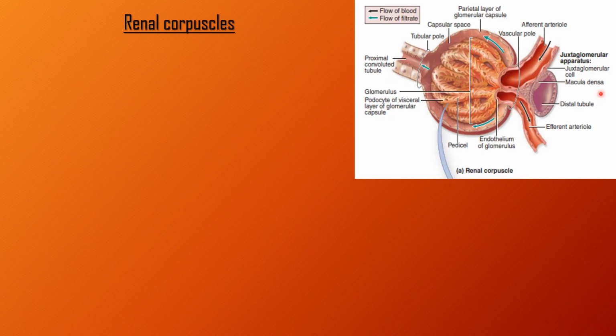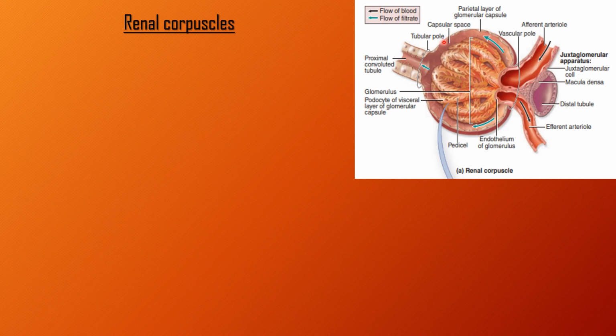Now we'll talk about the renal corpuscles. As you can see in this diagram, the afferent arterioles enter the glomerulus, and the efferent arterioles form the tuft of capillaries, which is the glomerulus, and the blood leaves the glomerulus by the efferent arteriole. This is the vascular pole, where the afferent and efferent arterioles enter and exit. This is the tubular pole, where the proximal convoluted tubule is emerging out.